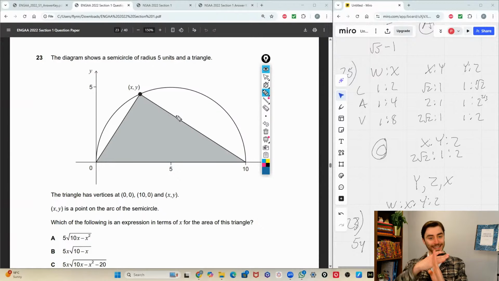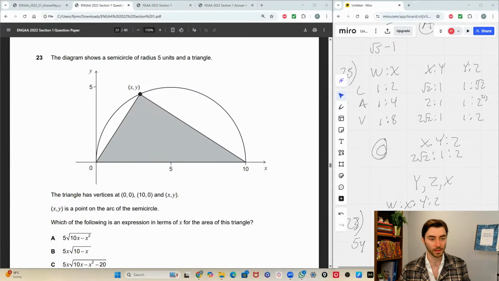Any two distances within the triangle that are perpendicular, you can use. So it's much more common in coordinate geometry to use x and y. So the total base in terms of x, total height in terms of y, which is how I was so quickly able to get the 5y out of that.